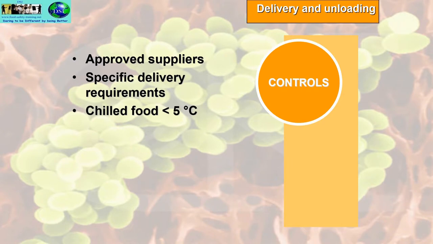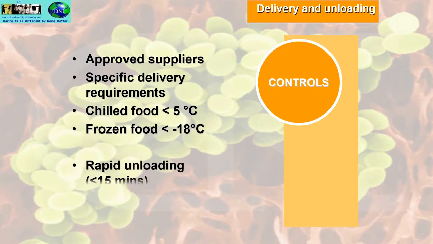Chilled food must be delivered under 5 degrees Celsius, and you must make sure the food handler is actually temperature probing the food to make sure it is that temperature. If it's above that temperature, then it must be returned. Frozen food must be delivered at minus 18 or lower. And again, check with the food handler. If it's above that temperature, then reject it.